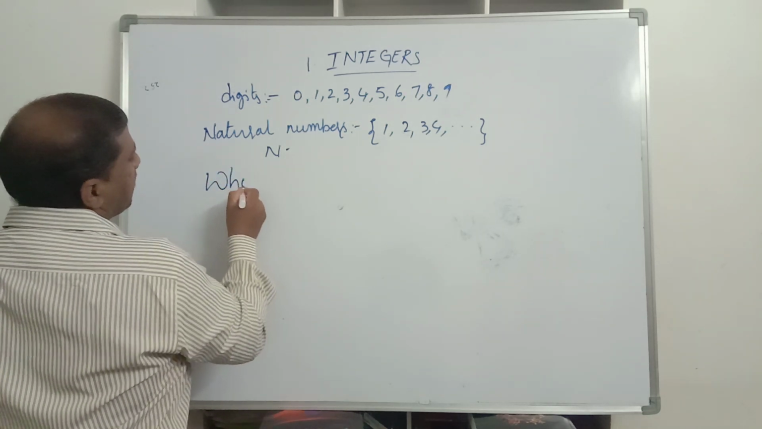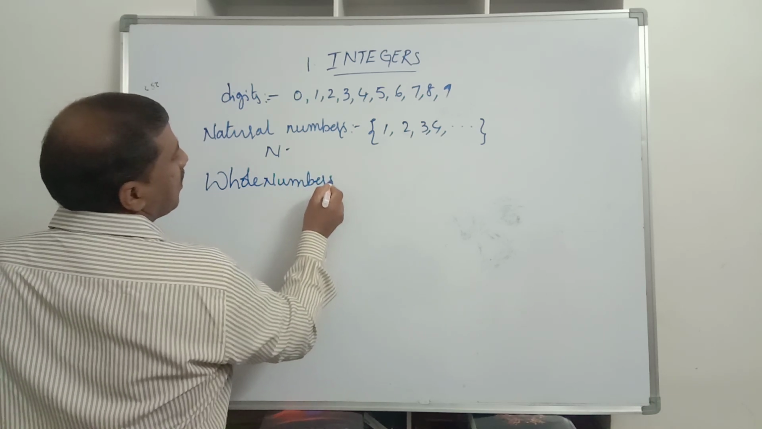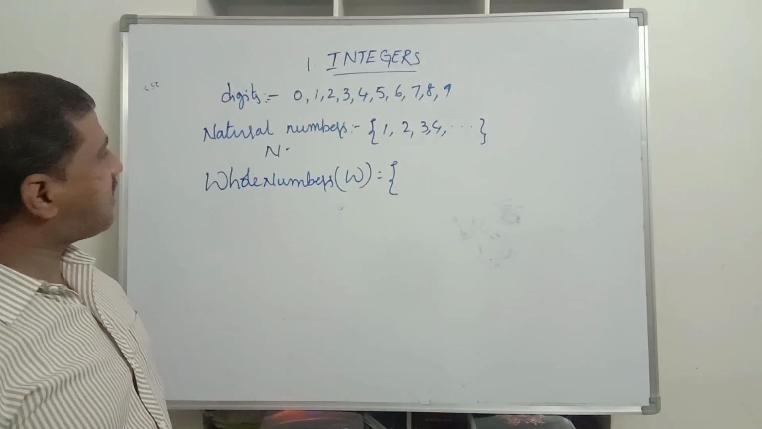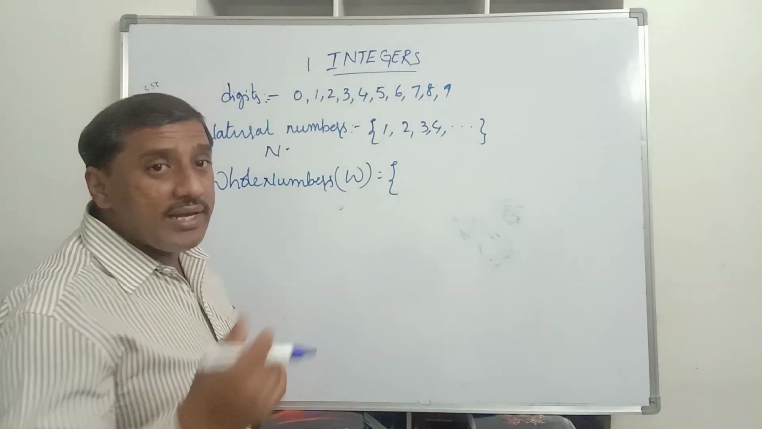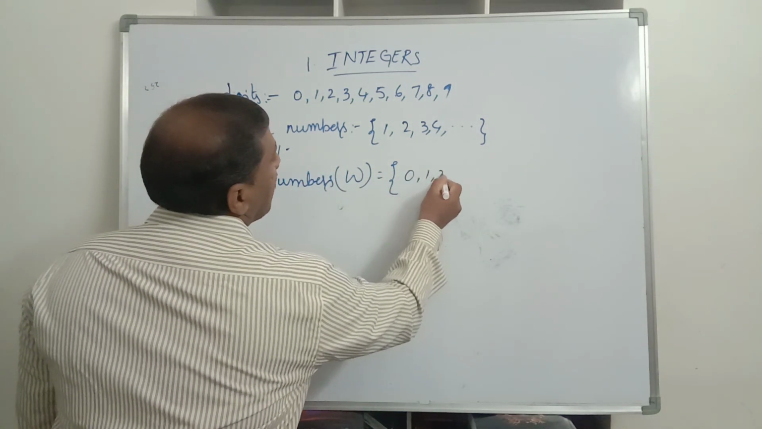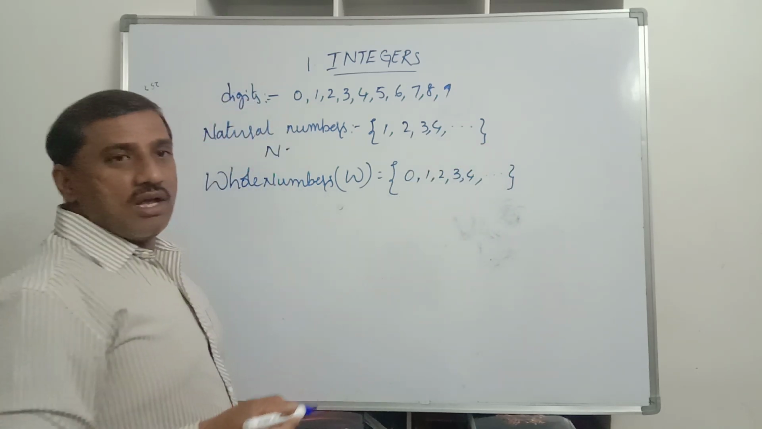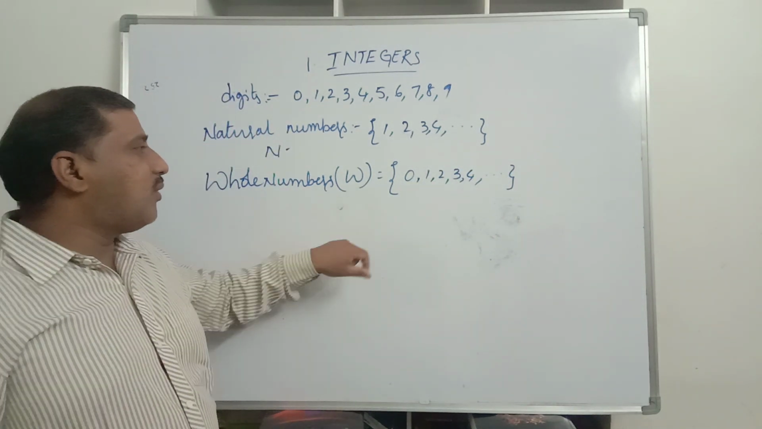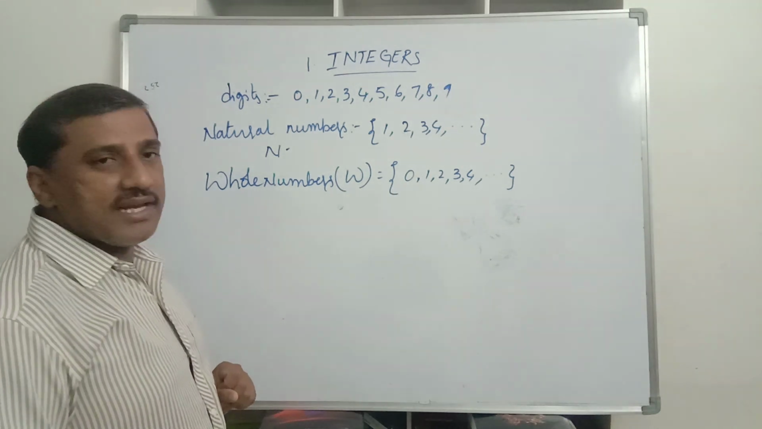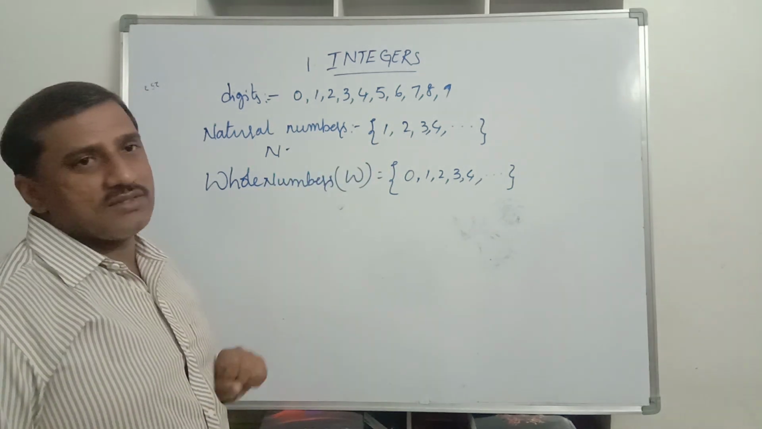What are whole numbers? Whole numbers are represented with a capital letter W. Whole numbers are natural numbers including 0, that is 0, 1, 2, 3, 4 and so on. The first and smallest whole number is 0. The first and smallest natural number is 1.